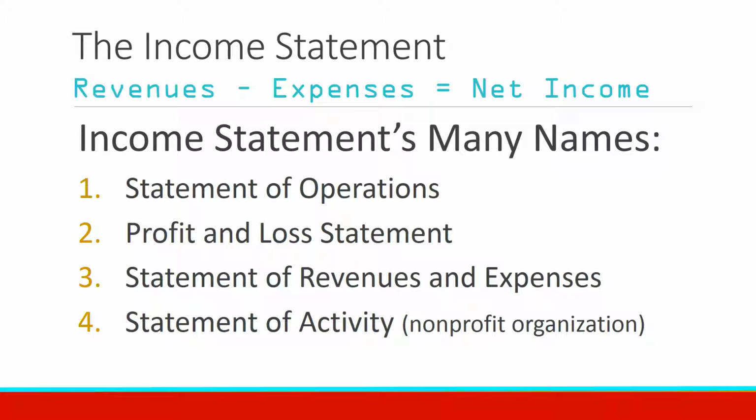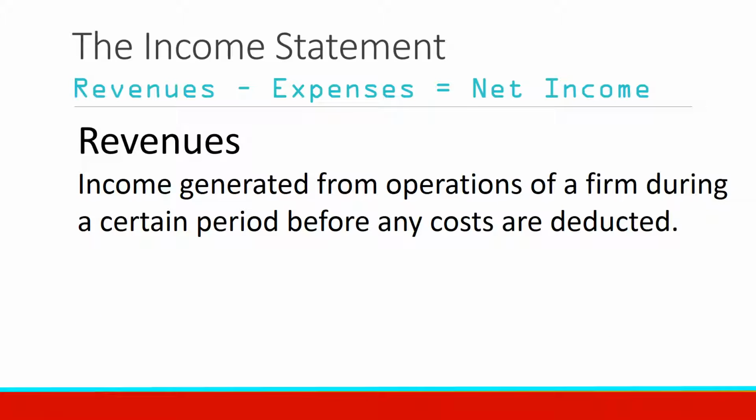There are many terms that are used for the income statement. There's the income statement, the statement of operations, the profit and loss statement, the statement of revenues and expenses, and the statement of activity, the last one being common in nonprofit organizations. So now let's get a better sense of what these terms mean. Revenues is the income generated from the operations of the firm during a certain period before any costs are deducted. So if we have a sale of some items for $10,000 that cost us $6,000, the revenues are the $10,000.